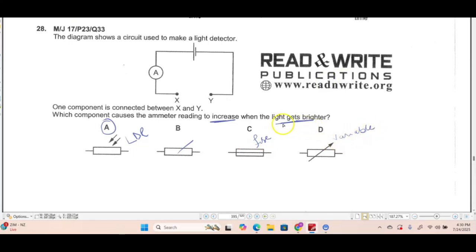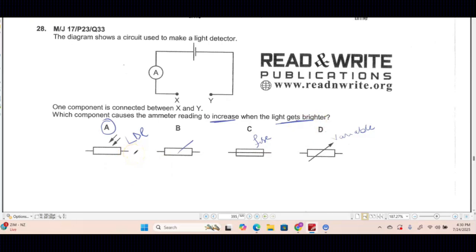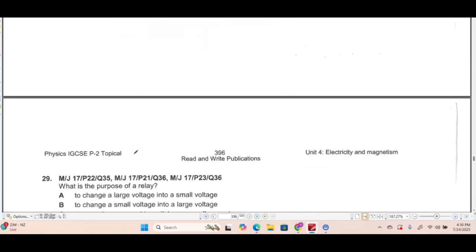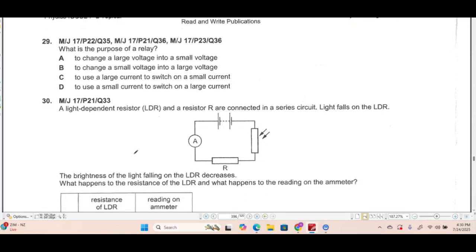This is not sensitive to light getting brighter or lower. So LDR is the only component that can do that. Okay, the 28 ka option A is the correct option. Okay, moving on to question number 29.